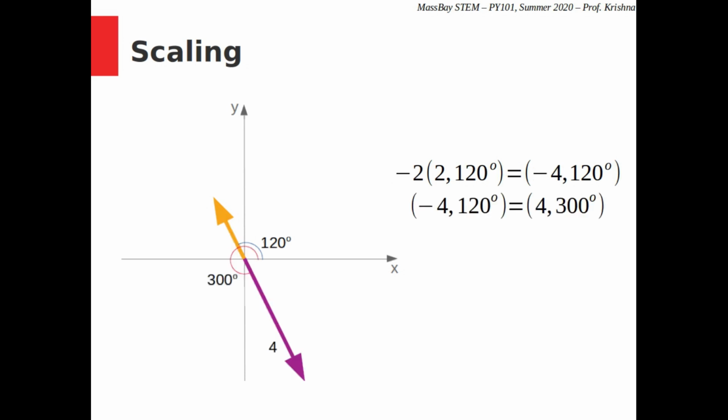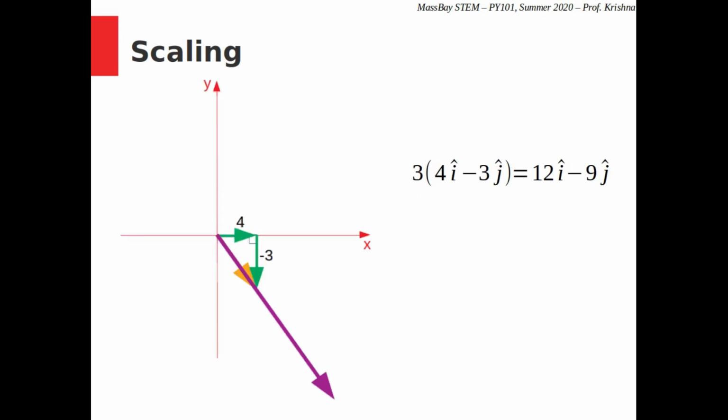How about if we multiplied the original by a negative number, like negative 2? In this case, we would perform the same operation. We would yield negative 4, 120 degrees. In polar, we don't usually write the size of the vector as negative. So instead, we write the size as positive and add 180 degrees to the direction, which describes the same result. So negative 4, 120 degrees is the same thing as 4, 300 degrees.